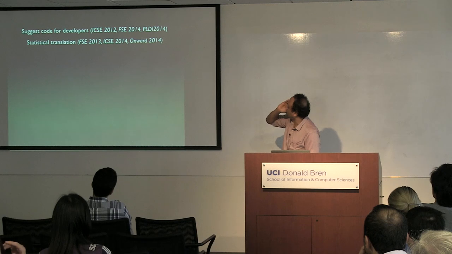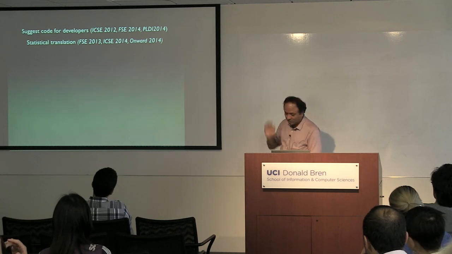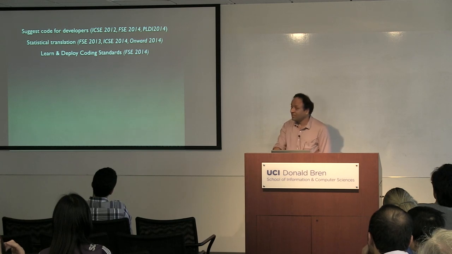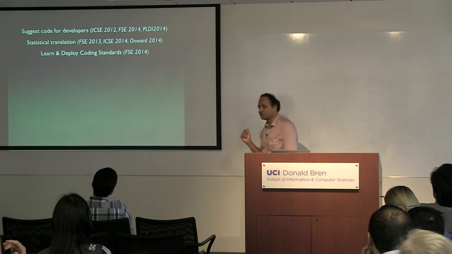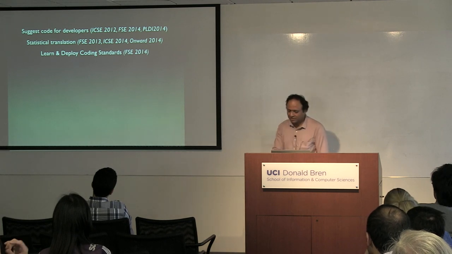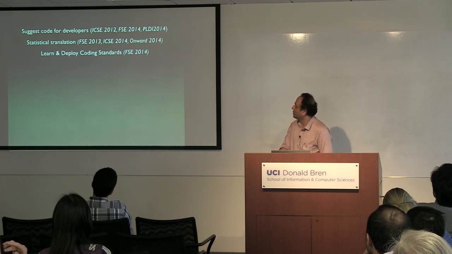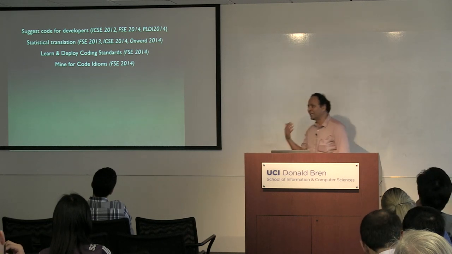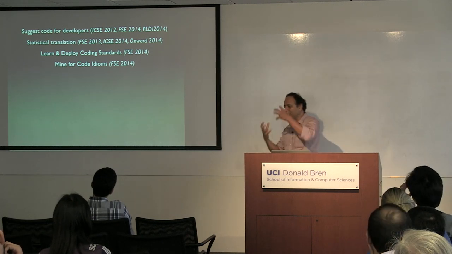There are two groups, one in Iowa and one at ETH Zurich, that have been doing this. Another topic is coding standards: learning coding standards automatically from code and deploying them. This was a group in Edinburgh, and again, it works really well. Then there's mining for code idioms. This is not like API pattern mining. This is deep semantic mining.